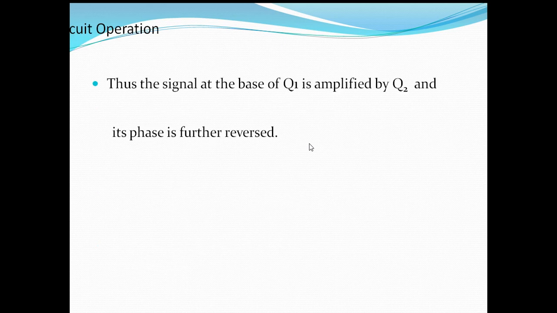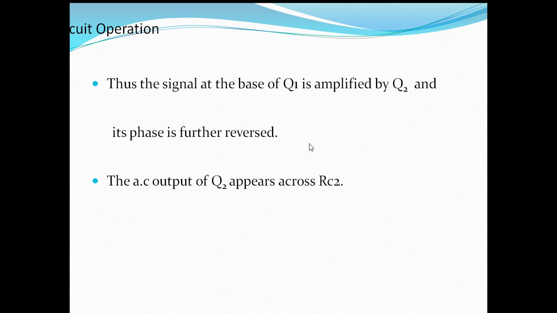Thus the signal at the base of Q1 is amplified by Q2. So the first stage signal is again given to the second stage of the transistor amplifier. Therefore, the second stage transistor will again amplify the first stage signal, and since the second stage is also a common emitter configuration, it also provides a 180 degrees phase shift. Therefore the total phase shift from the two stages will be 360 degrees.